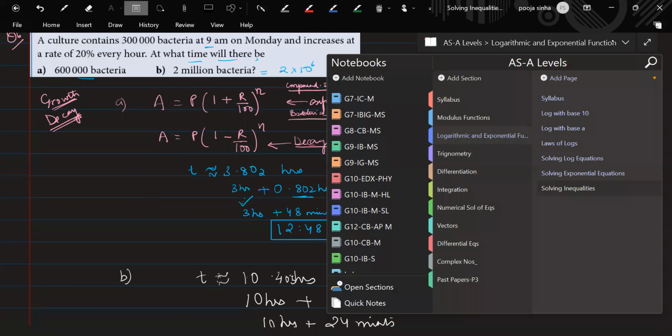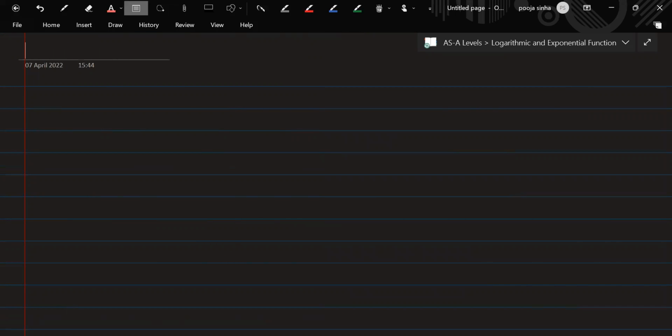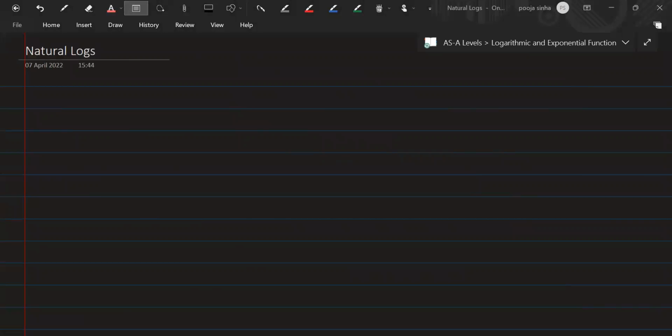So now we move to the new topic. And even this is very simple. It's natural logs. Is there any worksheet for this? There is. Yes. Let me give you one second. I'll give that worksheet.